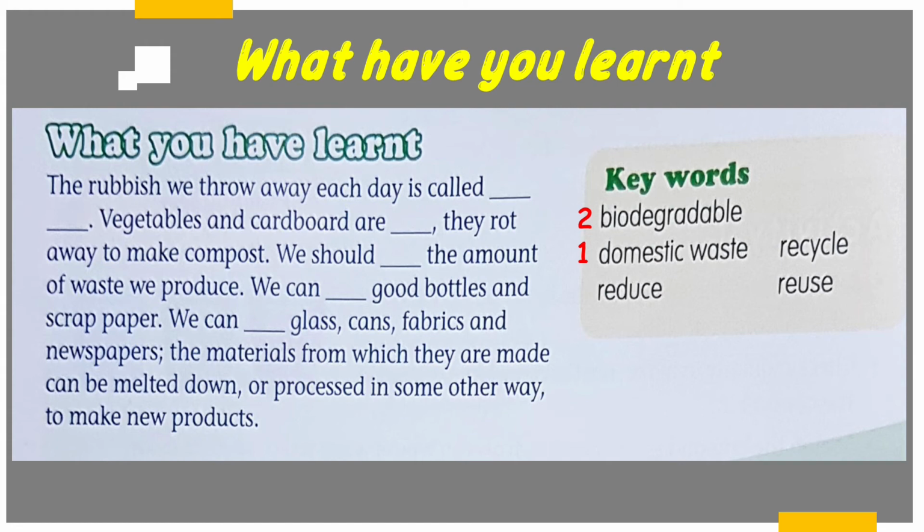We should blank the amount of waste we produce. Yes, we need to reduce the amount of waste we produce. We can blank good bottles and scrap paper. We can reuse the good paper, bottles and scrap paper. We can, yes, recycle glass, cans, fabrics and newspaper. The metals from which they are made can be melted down or processed in some other way to make new products. So now you can open your notebook.